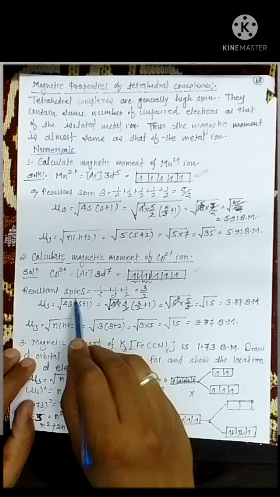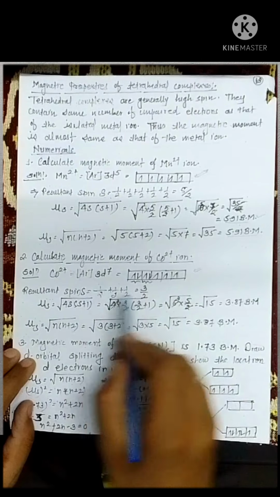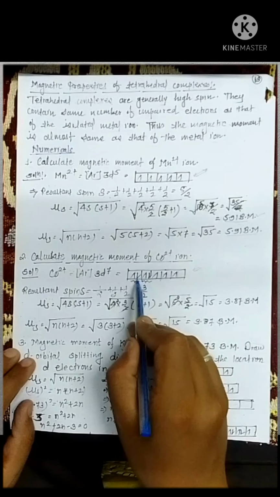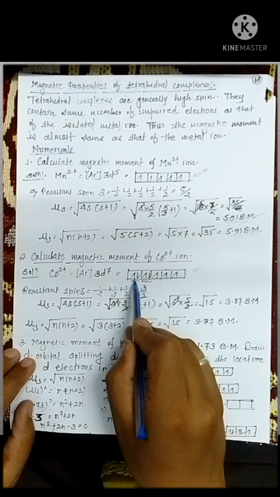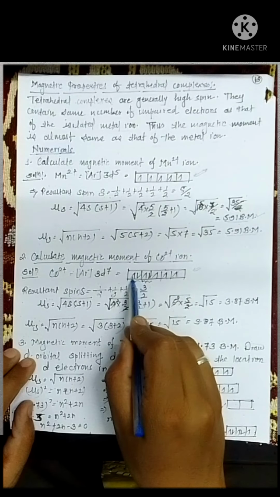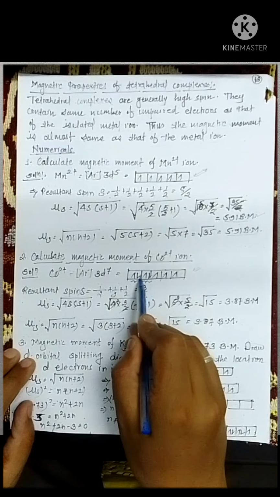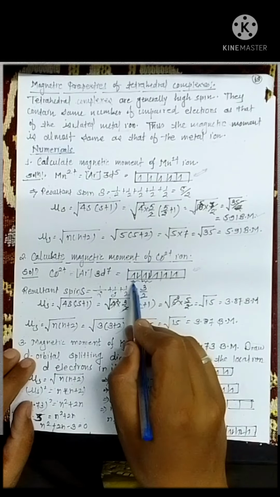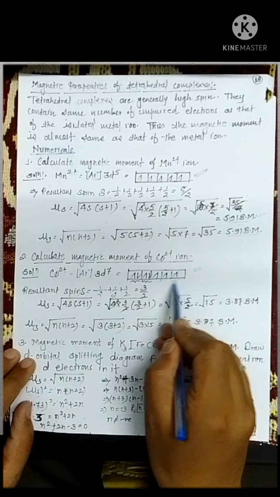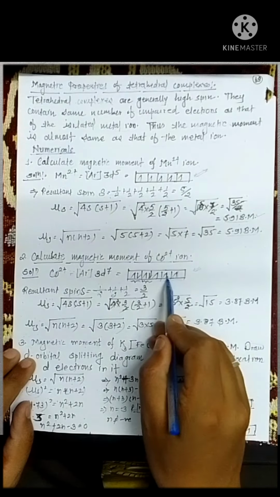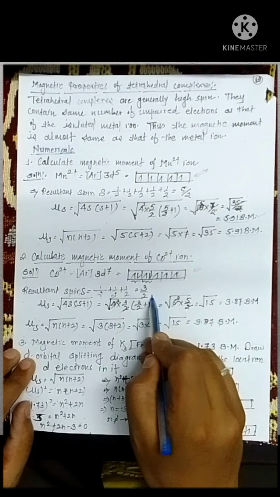Now in this case, note that the resultant spin is 3 by 2, because in these two d orbitals, electrons are paired. So the spin of the first electron is exactly cancelled by the spin of the other electron. So total spin in this case is 0, in this case is also 0, but here there is no pairing, that's why plus half, plus half, plus half. So total it is 3 by 2.